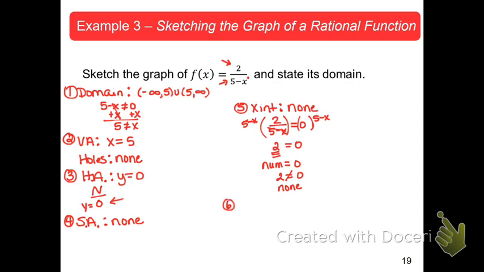Okay, 6 is my y-intercept. How do you find a y-intercept? Put the x equals 0. Good, x equals 0. So let's see, we get 2 over 5 minus 0 for my y. So we get 2 over 5. So let's write that as an ordered pair. How do you write that? 0 and 2/5? Yeah.